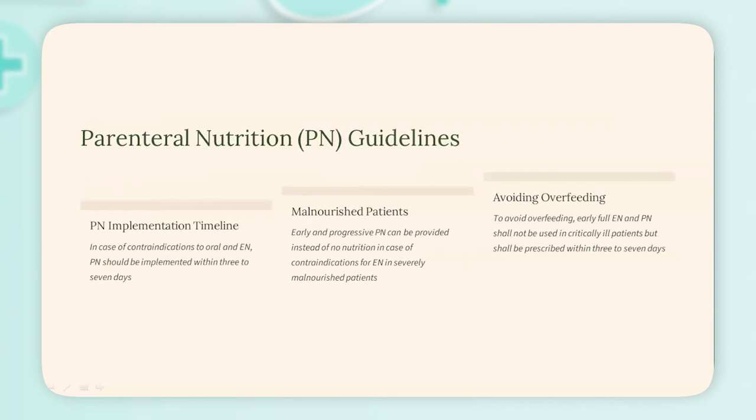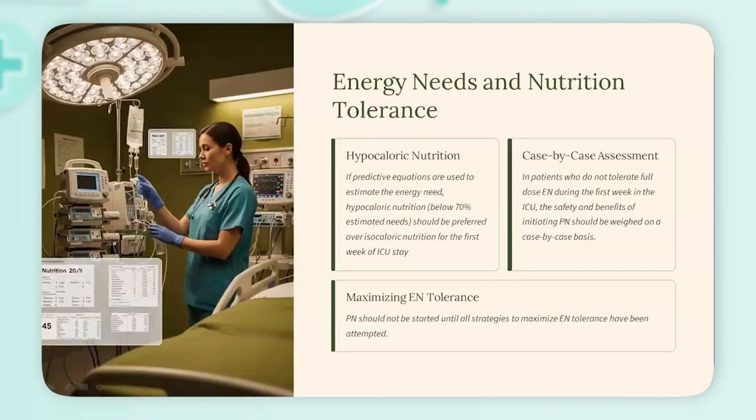So if the patient is not getting proper enteral nutrition, parenteral nutrition has to be considered, like in malnourished patients, and to avoid overfeeding. Energy needs, as I said, have to be calculated based on the ideal body weight. Usually we assess case by case, titrating all the electrolytes, including phosphate, before going up to the isocaloric diet.